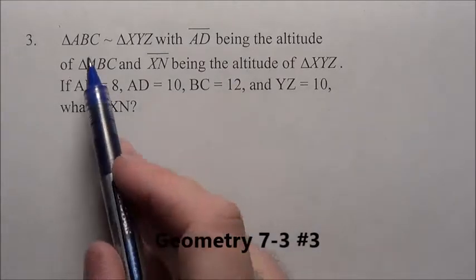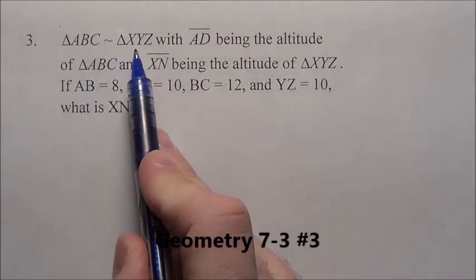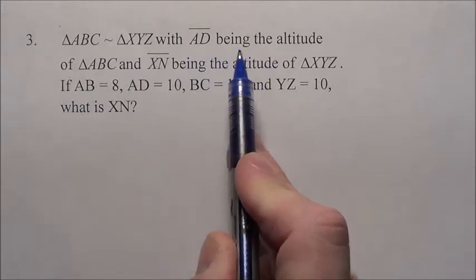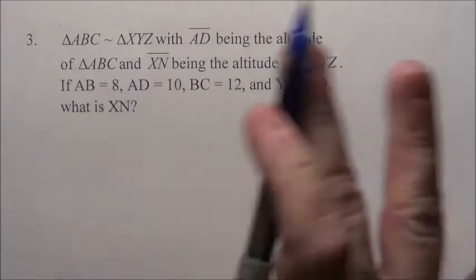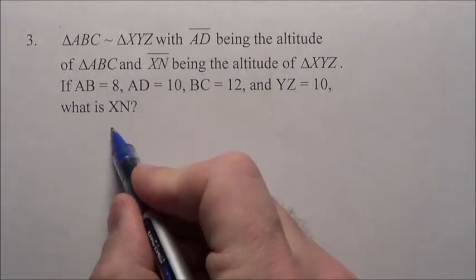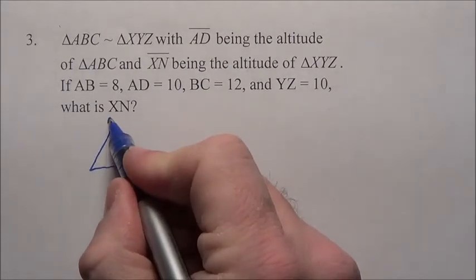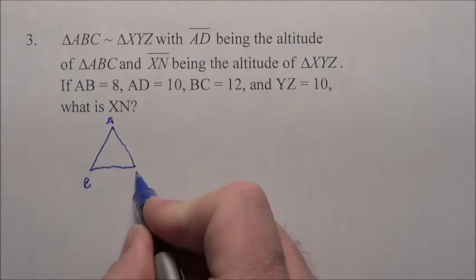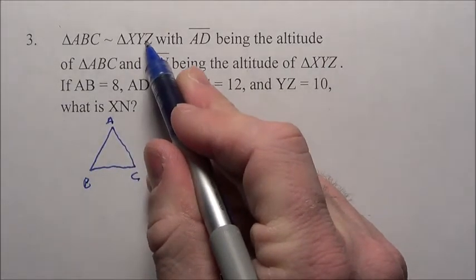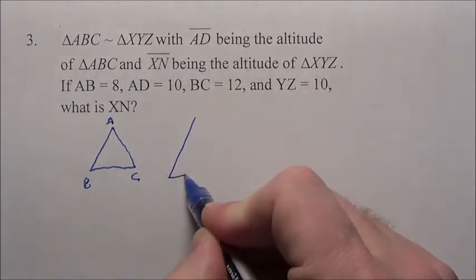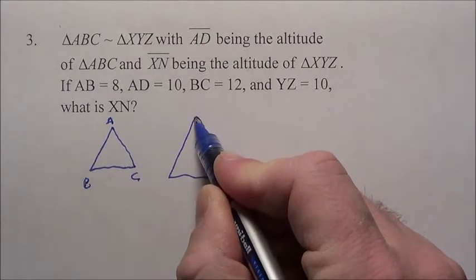All right, problem 3. It says triangle ABC is similar to triangle XYZ with AD being the altitude of triangle ABC. We got to draw this picture to see what we're talking about. So I'm just going to draw this. Here's triangle ABC. It's similar to XYZ, so here's XYZ. It's maybe a little bigger, maybe smaller, I don't know.